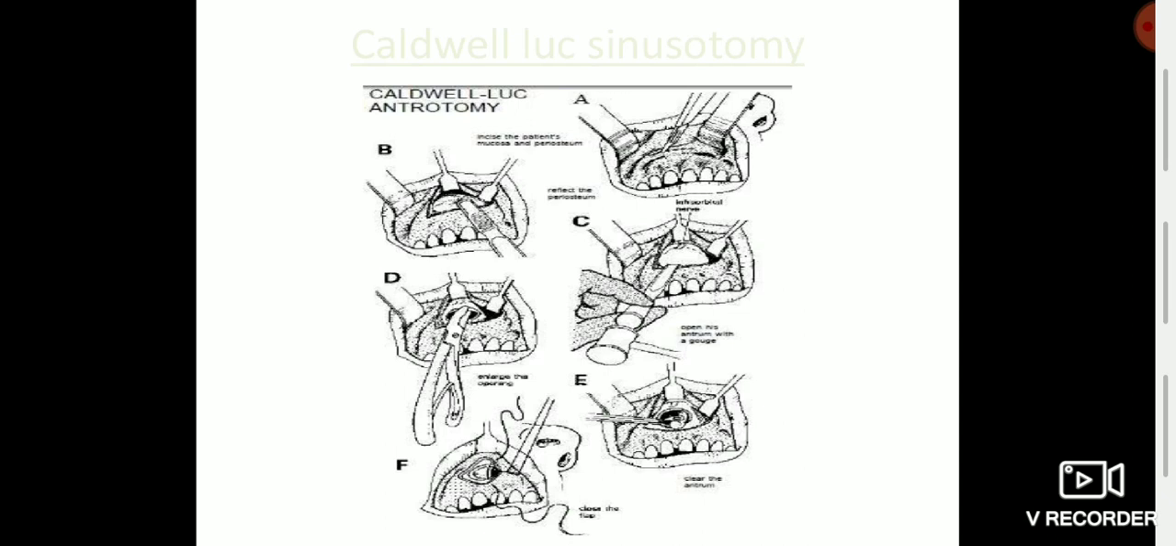The incision is placed from canine to second molar. The mucoperiosteal flap is raised. The marking is done on the anterior wall of maxilla in the canine fossa. These markings are joined, and with the bony rongeur, the anterior wall of maxilla is removed above the canine fossa, and the entry into the maxillary sinus is gained. And thorough irrigation and removal of pus and foreign material is done, and finally closed with 3-0 silk. This is Caldwell-Luc sinusotomy.